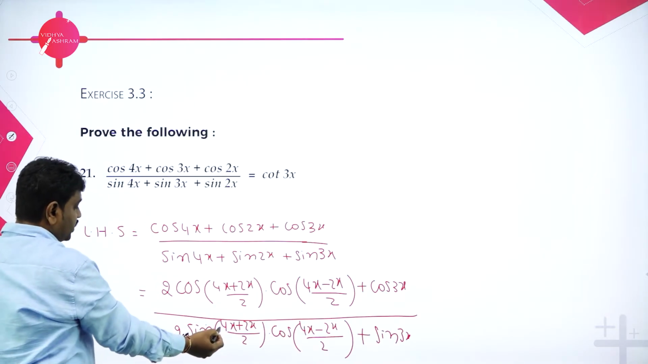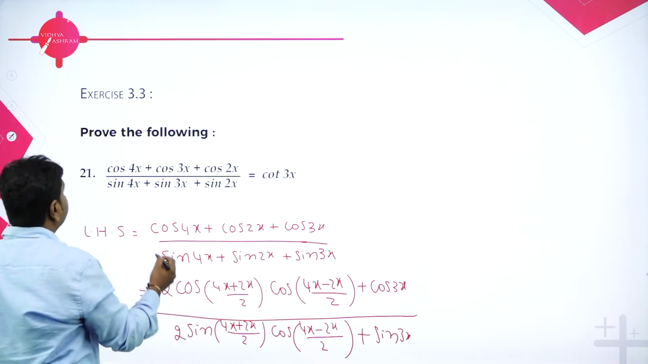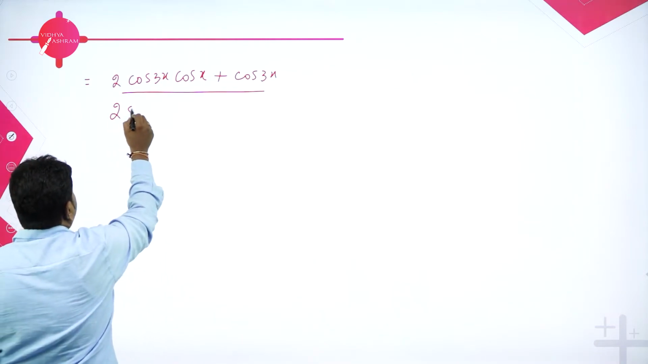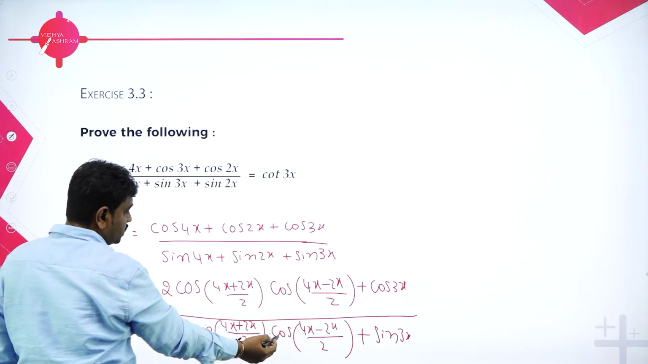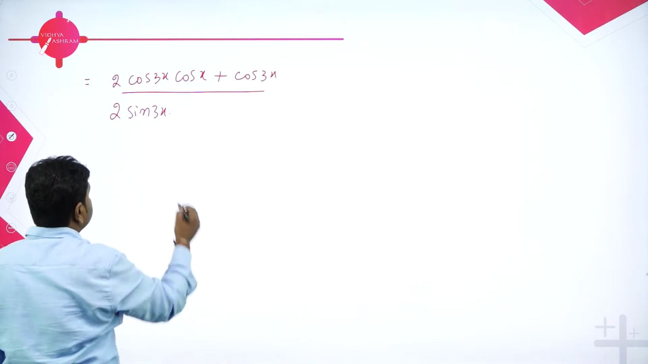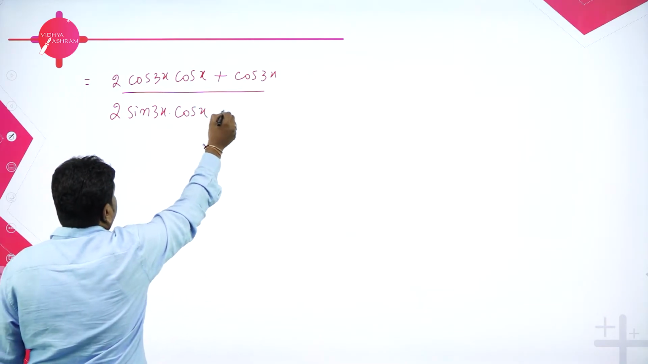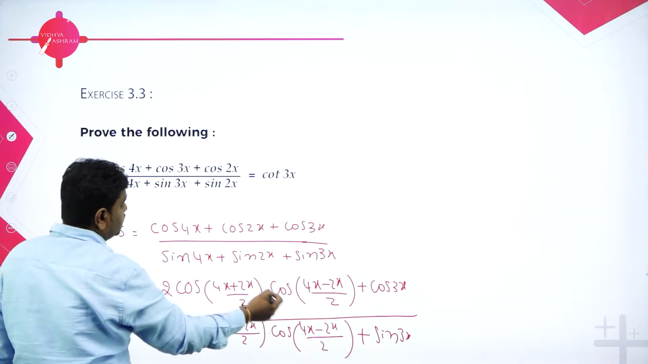Denominator: 2 sin, 4 plus 2 is 6, 6 by 2 is 3, so 2 sin 3x into cos 2x by 2, that is cos x, plus sin 3x.